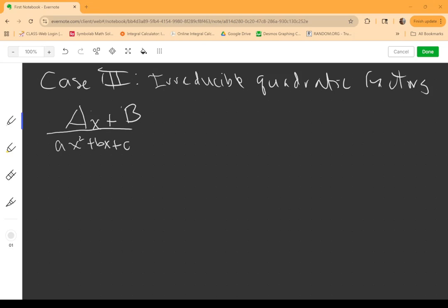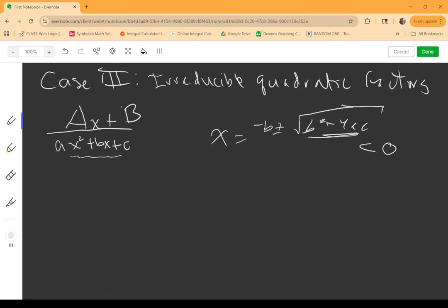Okay, so our third case here that we're going to cover is the one with irreducible or quadratic factors. That would look like something that we have here, where we have ax squared plus bx plus c, where this cannot be factored any further, right? And what that means, if we think of the quadratic formula, b squared minus 4ac, right? This quantity here is going to be less than 0, right?